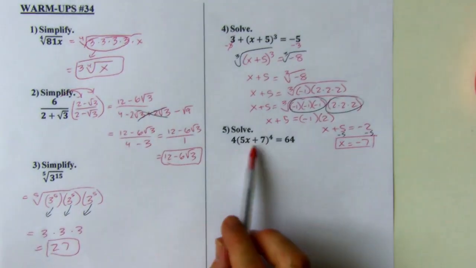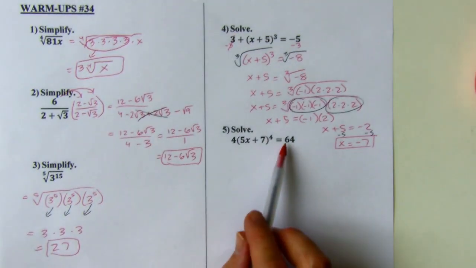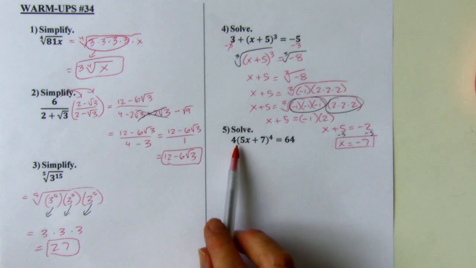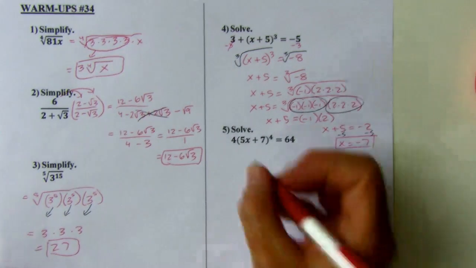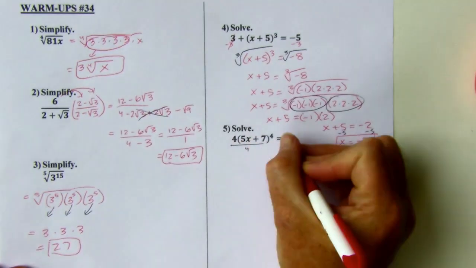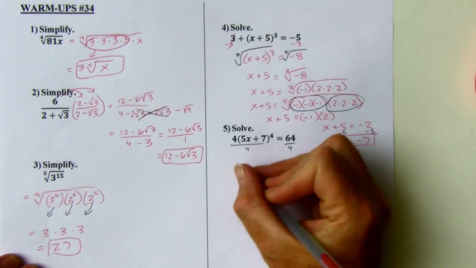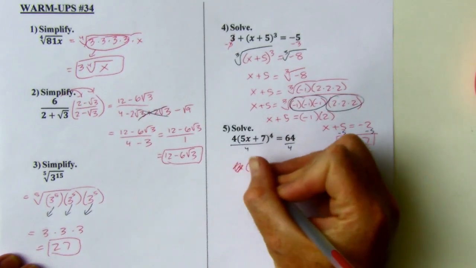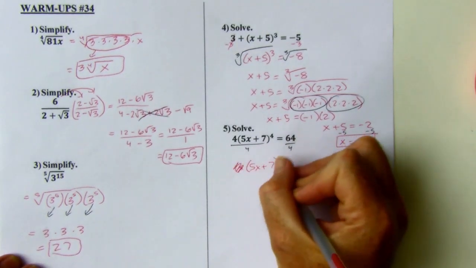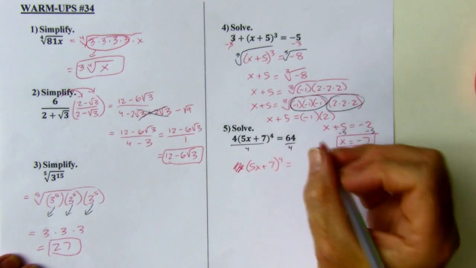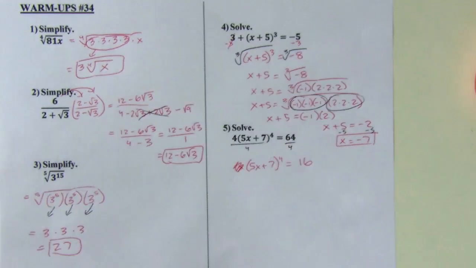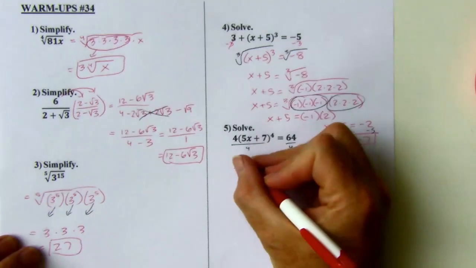So I'm going to take the fourth root of both sides of the equation, but before you do that, simplify it as much as you can. So in this case, I'm just going to divide the whole equation by 4, and then I've got 5x plus 7 all raised to the fourth is going to equal 16. Okay, so now I can take the fourth root of both sides.